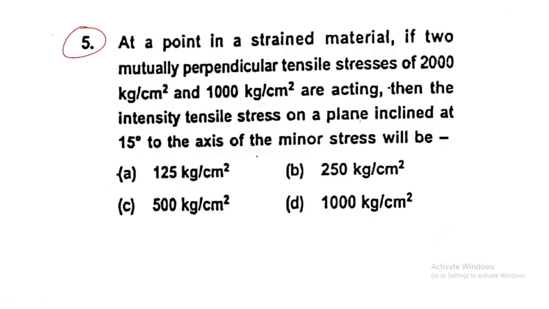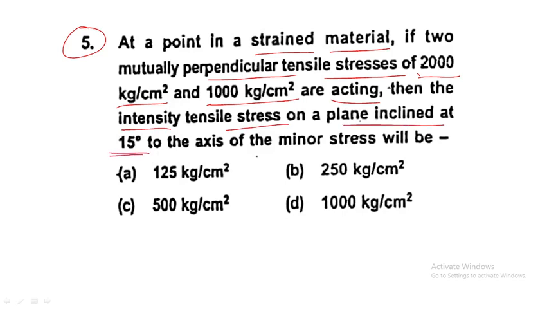Next question, question number 5. At a point in a strained material, if two mutually perpendicular tensile stresses of 2000 kg per centimeter square and 1000 kg per centimeter square are acting, then the intensity of tensile stress on a plane inclined at 15 degrees to the axis of the minor stress will be what? What are they actually telling? For the given question, this is the element, right?